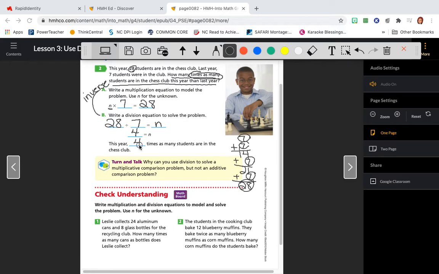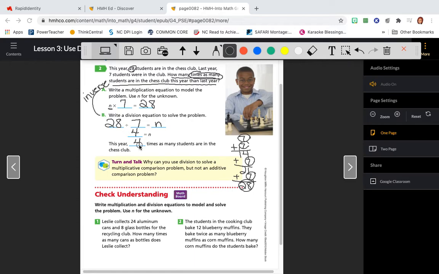Now let's look at your check understanding at the bottom. Leslie collects 24 aluminum cans and 8 glass bottles for the recycling club. How many times as many cans as bottles does Leslie collect? So we're writing multiplication and division equations to model and solve the problem. We're going to use n for the unknown. So let's look for some keywords here.